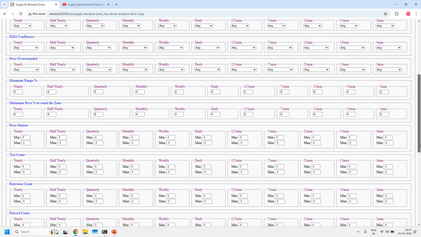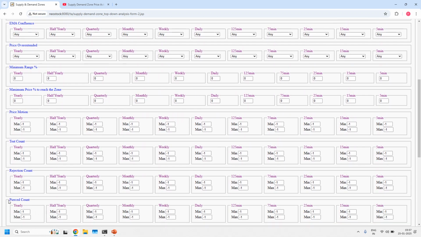So scroll down, here you have a pierced count parameter. See this? It is a pierced count parameter. What is your entry time frame? 15 minutes. So in the 15 minutes, you don't want pierced demand zones. That means your zone should not be a pierced demand zone. So I am giving minimum value 0, maximum value 0. What does it mean? If you set minimum and maximum value to 0, your pierced count should be 0. Pierced count 0 means the zone is not pierced. Okay, these values we set.